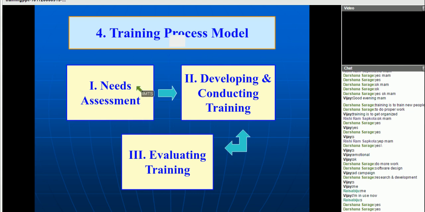Now, the training process model says there are 3 steps in this. First is needs assessment. You need to decide over a period of time when the training is needed. Then developing and conducting training. You have to develop a plan and then you have to conduct the training. And next is evaluating training. How well has it gone? Have you achieved your purpose? All that will be known through the evaluation. So this training process model is important and it remains more or less the same in every organization.